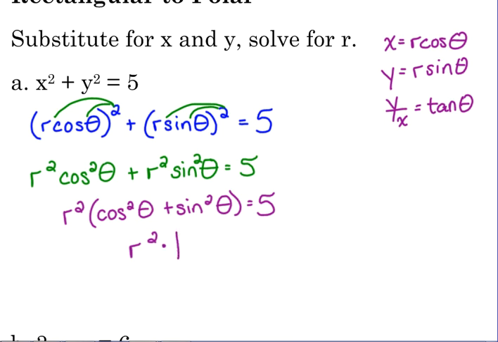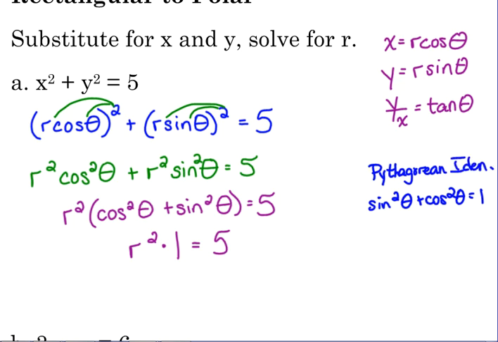So for the sake of you seeing what happens when you look back at your notes, I'm going to write that as r squared times 1. And I'm going to write over here beside it, sine squared of theta plus cosine squared of theta equals 1. Pythagorean identity. Okay. And then if we're solving for r, then to get r completely by itself, we need to take the square root, right? So r is equal to the square root of 5.